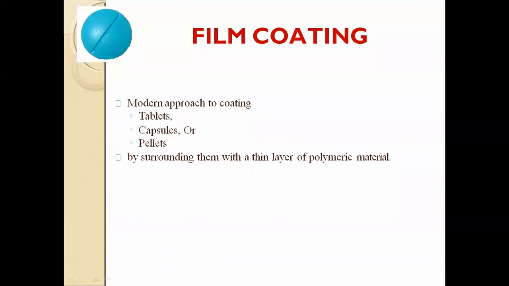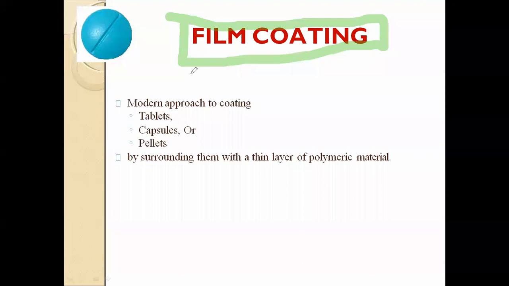Okay. Now let's talk about the second type of coating, that is film coating. Now, when we talk about film coating, it can be used not only for tablets, but it can be applied to capsules or pellets. So it can be easily applied not only to the tablet cores, but also to capsules and pellets, by surrounding them with a thin layer of polymeric material.